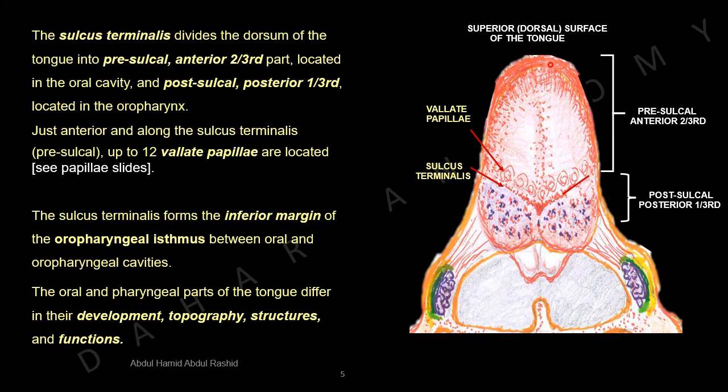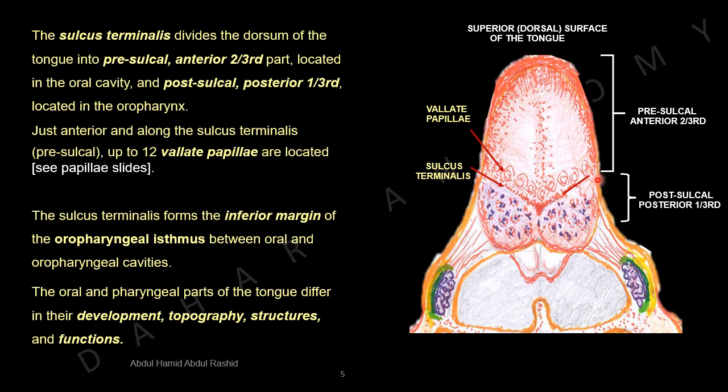This is again the superior, that is the dorsal surface of the tongue. This is the sulcus terminalis. The sulcus terminalis divides the dorsum of the tongue into the anterior two-thirds, that is the presulcal area, located in the oral cavity, and the posterior one-third, that is the postsulcal part, located in the oropharynx. Just anterior and along the sulcus terminalis, that is in the presulcal area, up to 12 vallate papillae are located. See papillae slides later. The sulcus terminalis forms the inferior margin of the oropharyngeal isthmus, that is, the junction between the oral cavity and oropharynx.